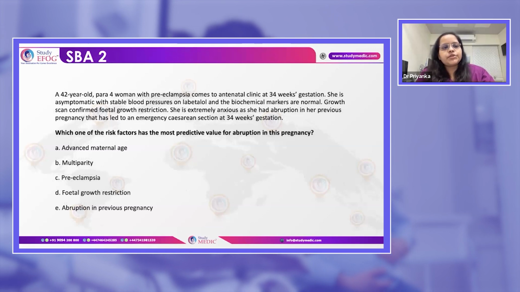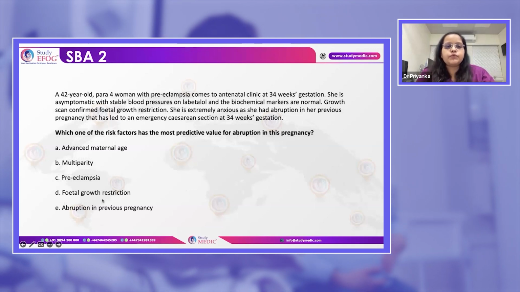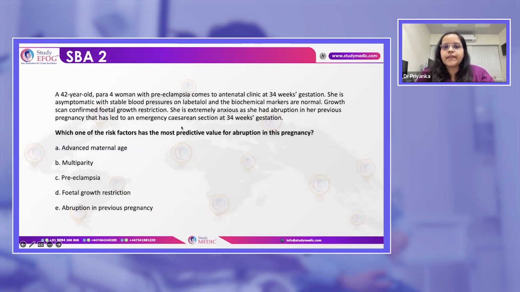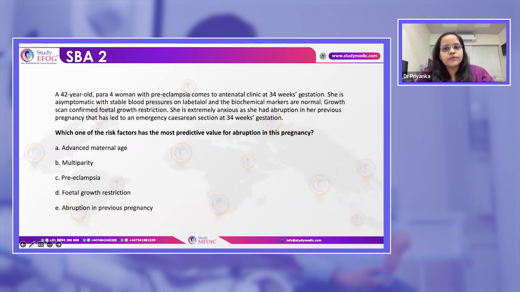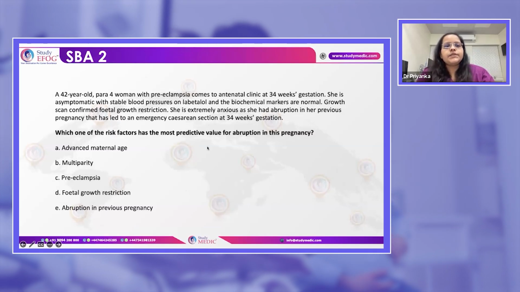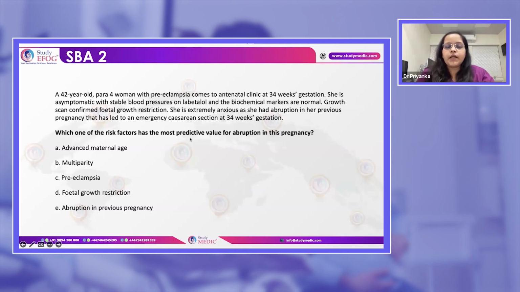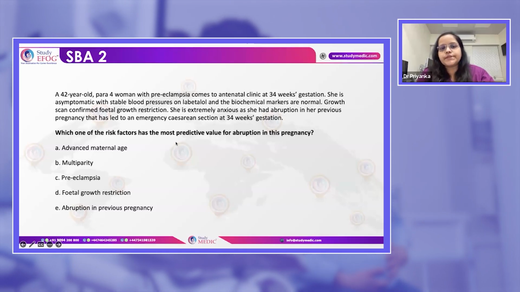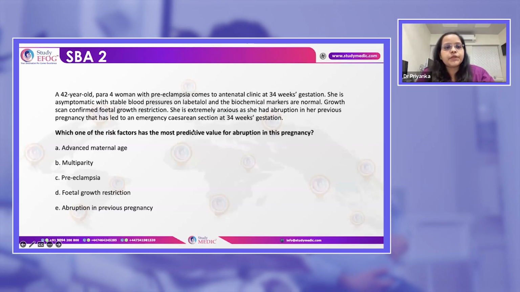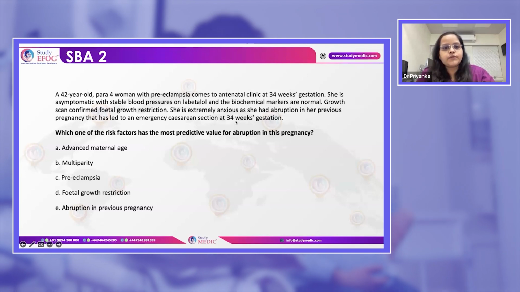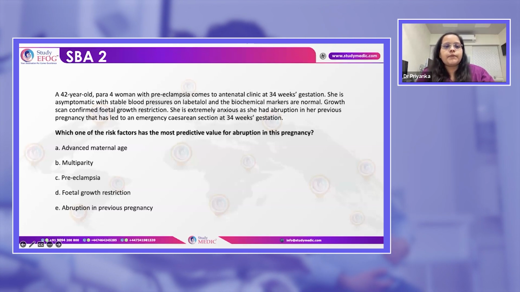Now coming to the second question. Here is a 42-year-old woman who is para 4 with a history of preeclampsia, and she comes to the antenatal clinic at 34 weeks of gestation. So she is preterm. She is asymptomatic with stable blood pressure on labetalol, and the biochemical markers are normal. But the ultrasound shows fetal growth restriction. She is extremely anxious because she had an abruption in her previous pregnancy, which led to an emergency cesarean section at 34 weeks. So it was a preterm cesarean due to abruption.